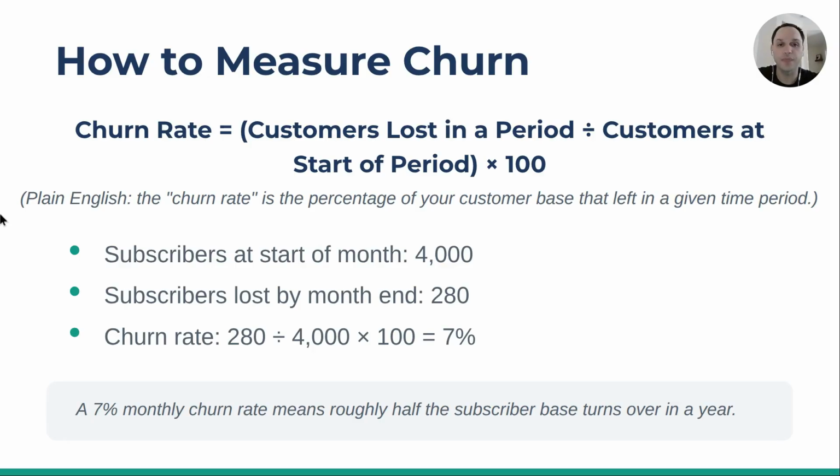That sounds small, but here's the important context. A 7% monthly churn rate means roughly half your subscriber base turns over in a single year. Even modest-looking monthly churn rates compound into a serious business problem over time.